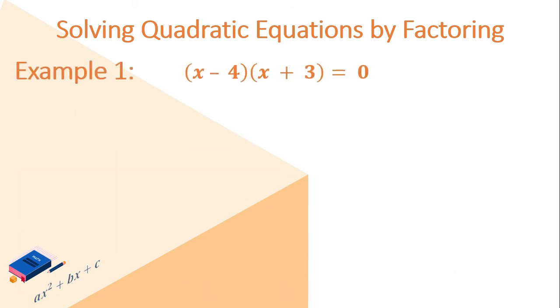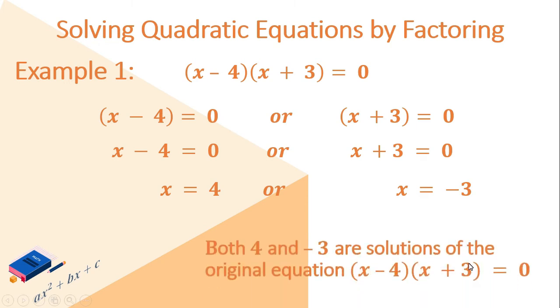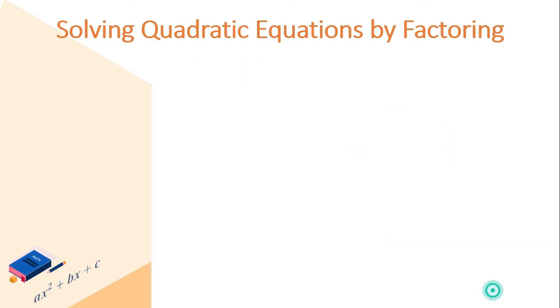Example number 1. We have the quantity x minus 4 times the quantity x plus 3 equals 0. So we equate both factors to 0, and so we will obtain x minus 4 equals 0 or x plus 3 equals 0. If we transpose negative 4 to the right side, it becomes x equals 4. For the other factor, x plus 3, we transpose positive 3 to the right side and it becomes negative 3. So both 4 and negative 3 are solutions of the original equation, the quantity x minus 4 times the quantity x plus 3 equals 0.